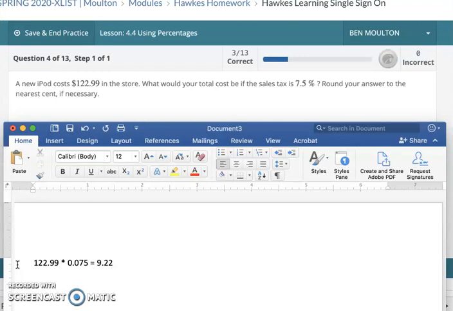$9.22. That's not our total cost. This is just the taxed amount.